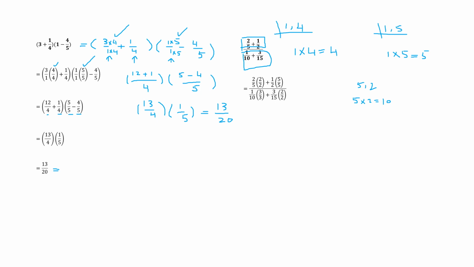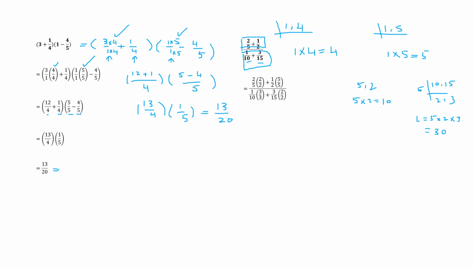And for these two, 10 and 15, they are actually divisible by 5. So 5, 2 and 5, 3. So in this case, the LCM will be equal to 5, 2 and 3, and it comes out to 30.